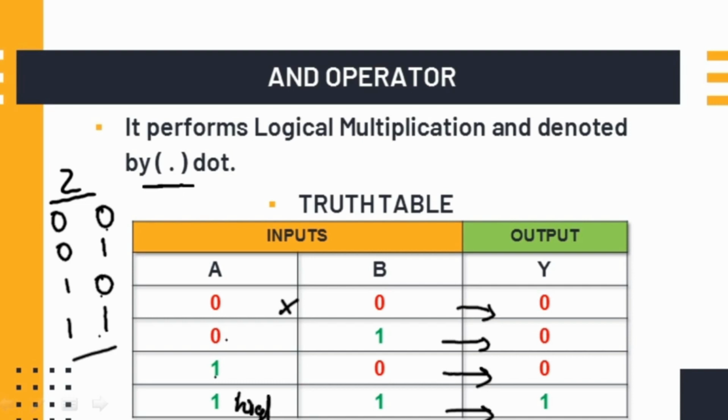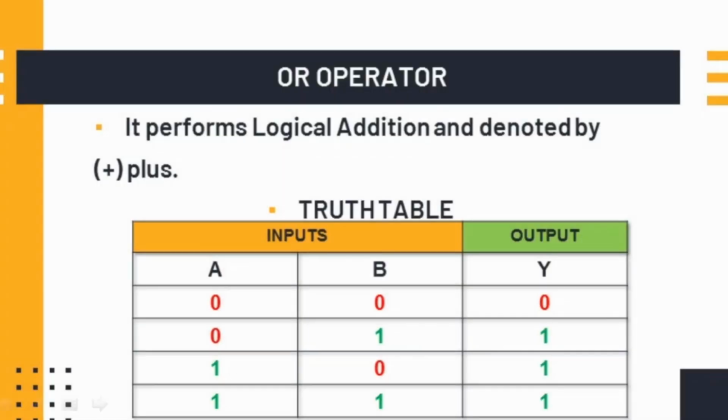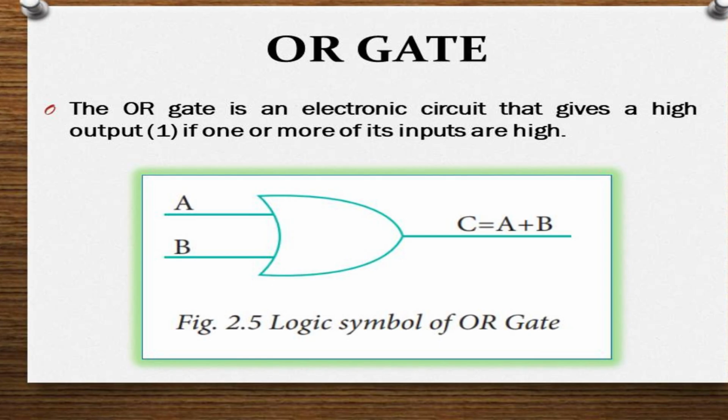Okay. So here it proves that both the values should be high to get a high value. Even a single low value will produce a negative result in the AND gate. So we always remember the simple multiplication for this AND gate. Okay. Next we move on to the OR gate.